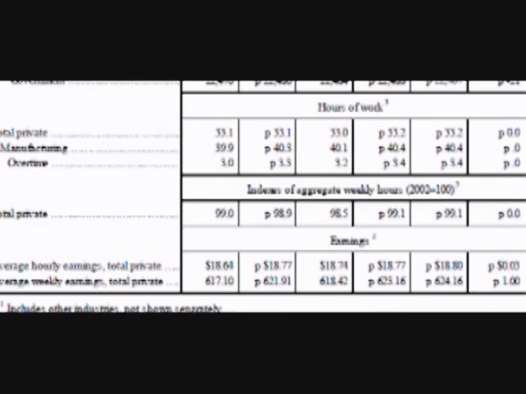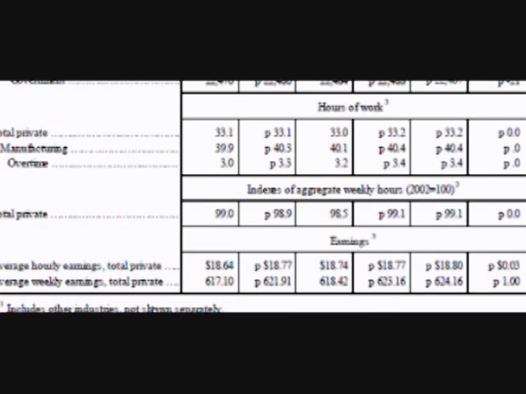Below that is a section for average hourly earnings and average weekly earnings, and that should be self-explanatory. When people make more money, they spend more, and when people make less, they spend less.